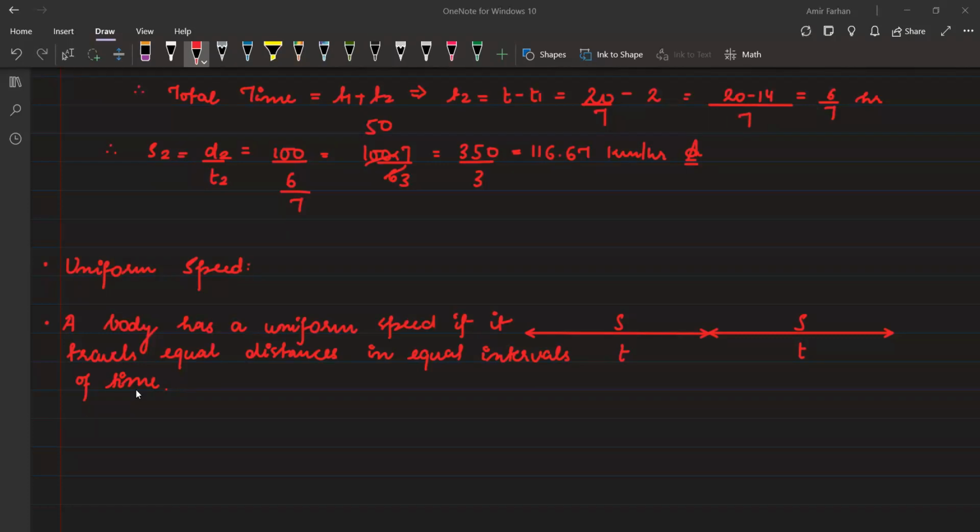Uniform velocity is basically when the direction and the magnitude of speed are not changing.